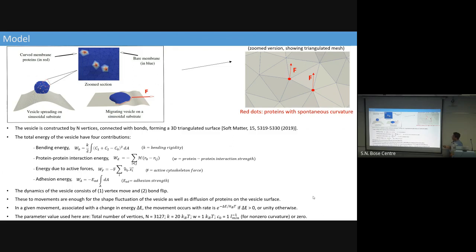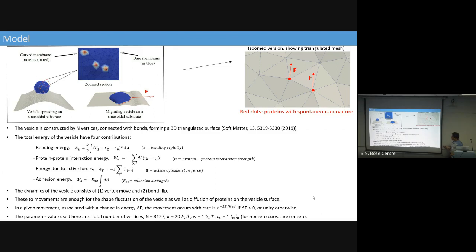And the last energy contribution is the adhesion energy. That is because of the interaction of this vesicle with the substrate, and we represent it in this way. The integral of dA is the adhered area, and E adhesion is the adhesion strength. So this energy is proportional to the adhered area. In our discrete model, this integral of adhered area is just the number of vertices that are touching the surface.